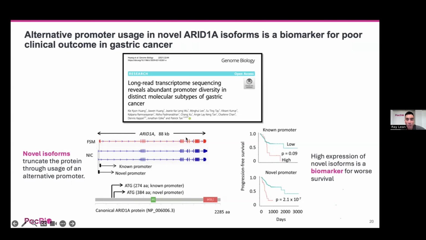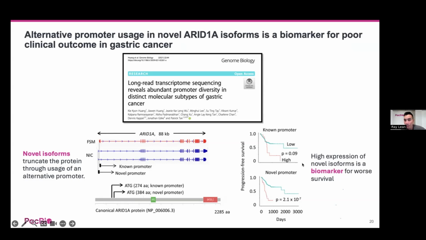If you are using short read sequencing, you won't be able to detect this novel isoform itself. But by long read sequencing, because we sequence through the entire mRNA, you are able to detect these two different isoforms for this particular gene.